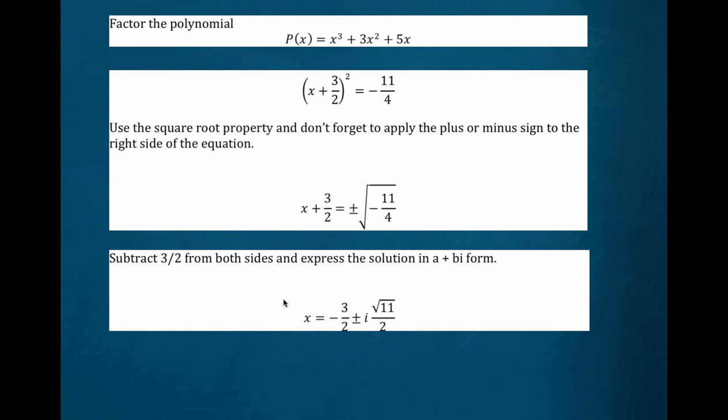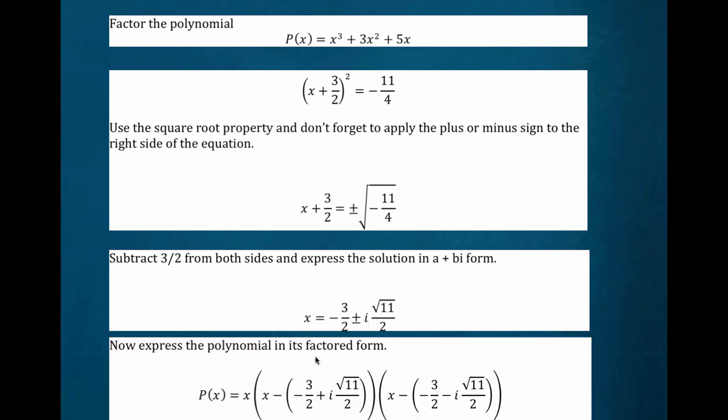So what we'll do then is subtract 3/2 from both sides and then write it as a plus bi form by simplifying this fraction and radical. So the i will come out, and then the square root of 4 in the bottom will become a 2. So here now we have then the roots. We have minus 3/2 plus or minus i root 11 over 2, which is two values, minus 3/2 plus i root 11 over 2, and minus 3/2 minus i root 11 over 2.